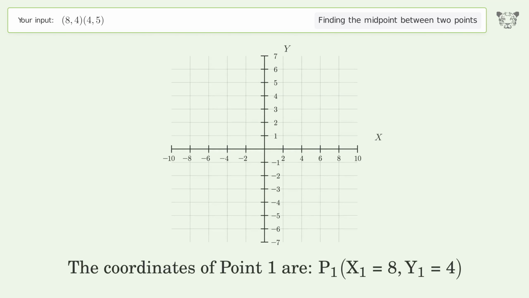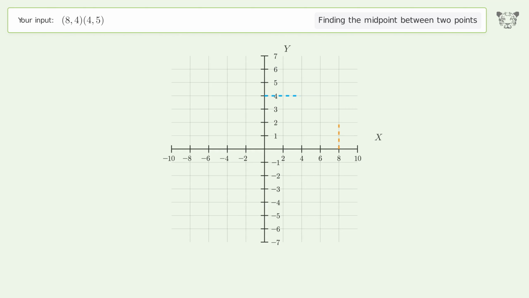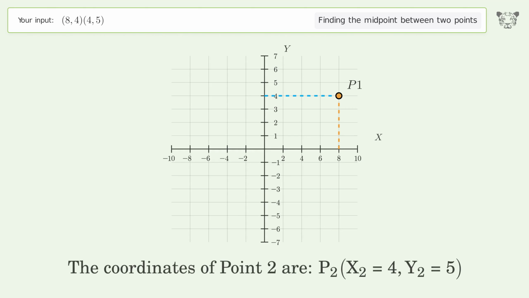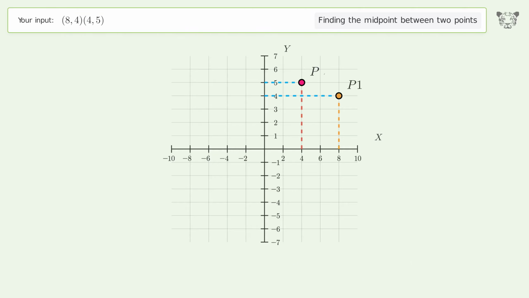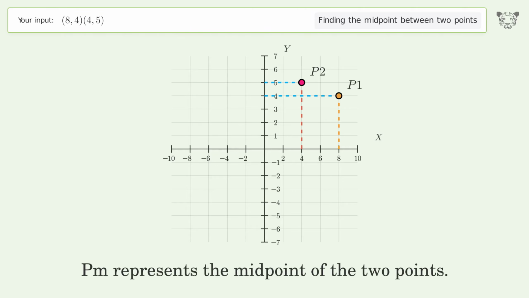The coordinates of point 1 are x1 equals 8, y1 equals 4. The coordinates of point 2 are x2 equals 4, y2 equals 5. PM represents the midpoint of the 2 points.